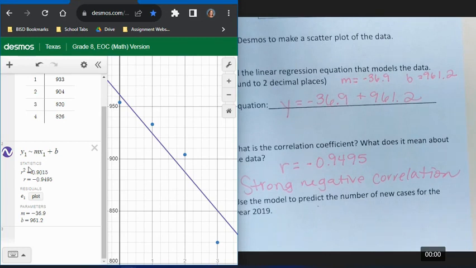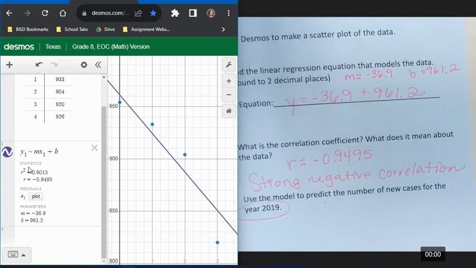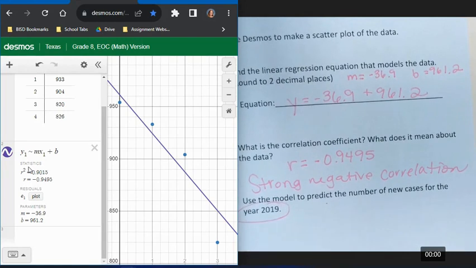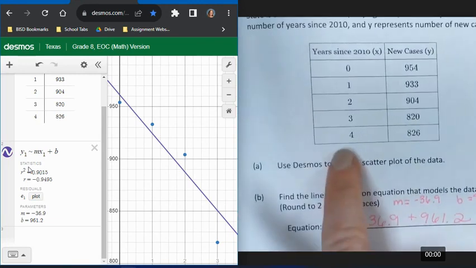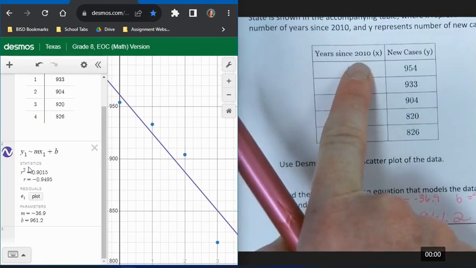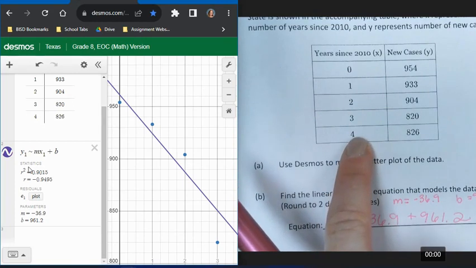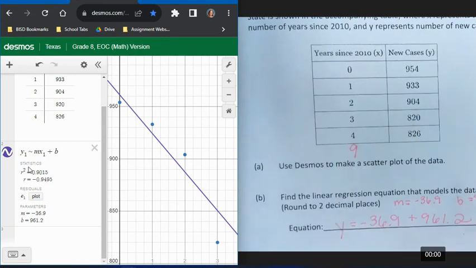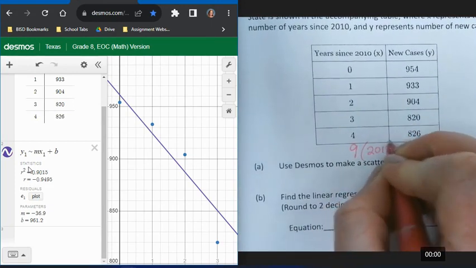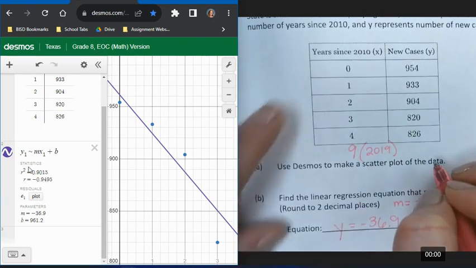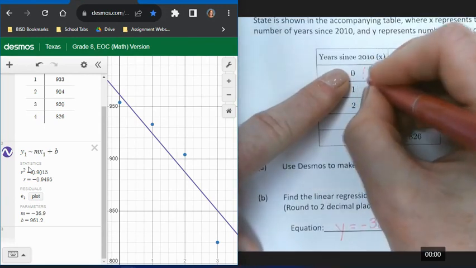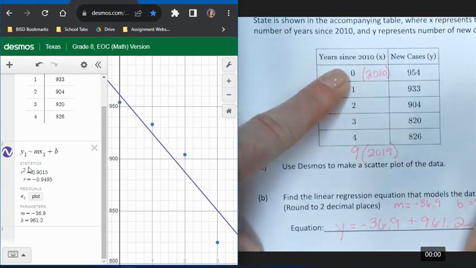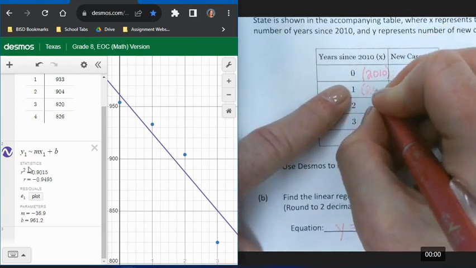Then the last question says, use a model to predict the number of new cases for year 2019. Am I going to plug in 2019 for X? Let's look back up here. It says year since 2010. Look at that. What am I actually going to plug in? I'm actually going to plug in 9 because this represents 2019. Because this would be 0 years since 2010. So this is 2010. So 1 year would be 2011.